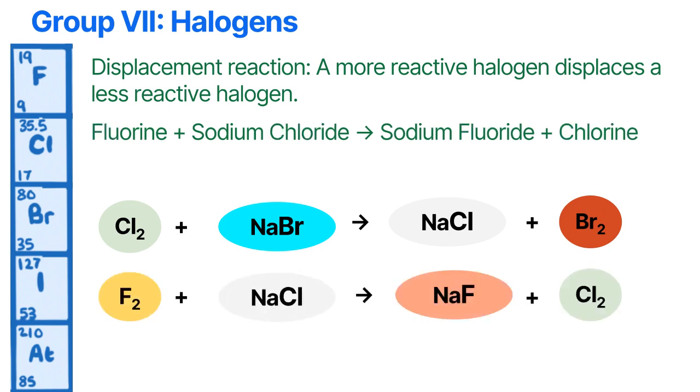Now, consider fluorine, which is the most reactive halogen. If fluorine is added to sodium chloride solution, fluorine displaces chlorine. The products are sodium fluoride and chlorine gas. You will notice a yellow-green gas forming, which is chlorine. Exam tip: remember that fluorine can displace every other halogen, since it is the most reactive.